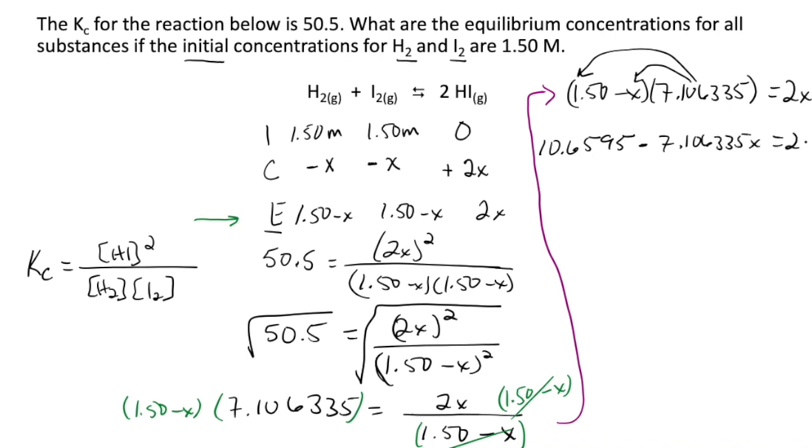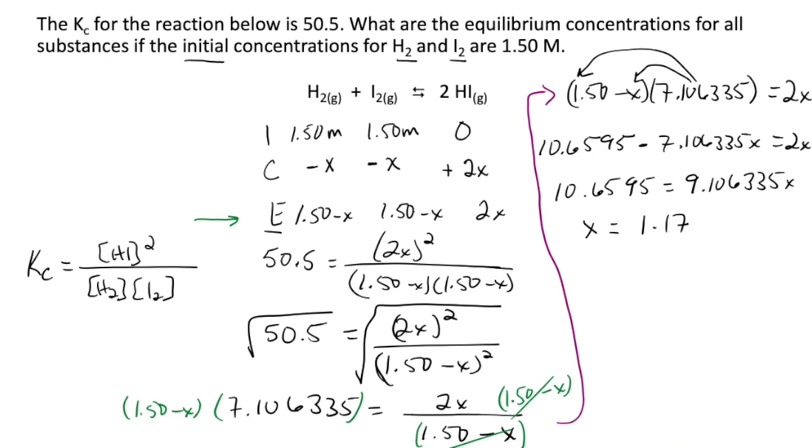7.106335x equals 2x, which will give 10.6595 equal to 9.106335x. Dividing both sides by 9.106335 gives x to equal 1.17 to 3 significant figures.